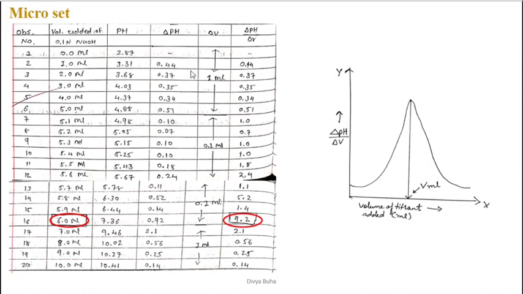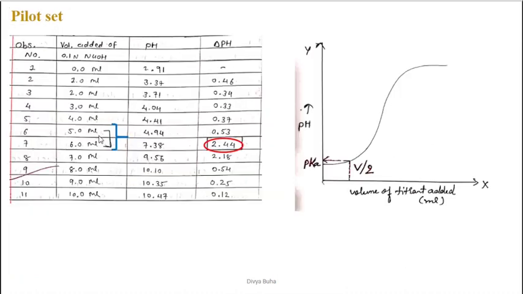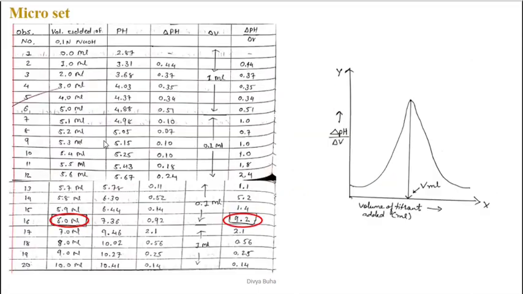Okay, then you have to further find out the delta pH values also, delta V, and then delta pH upon delta V. Now you have to add 1 ml of NaOH, and you have to determine the pH values up till 5 ml. Then you have to take micro readings from 5 to 6 ml. So at the interval of 0.1 ml of the NaOH, you have to find out the pH values. And then after the 6 ml, you have to add 1 ml and you have to find out the pH values.